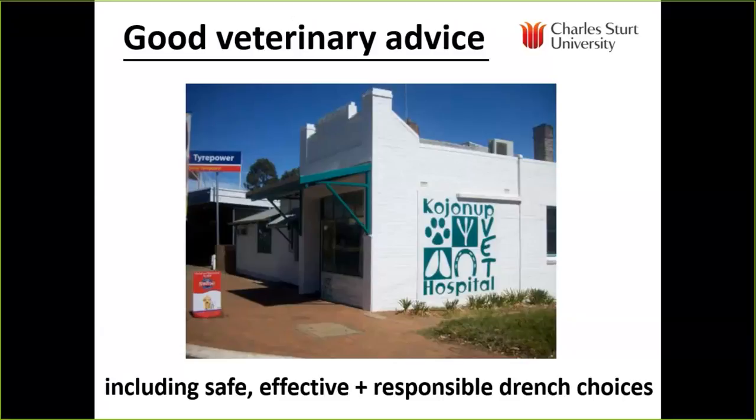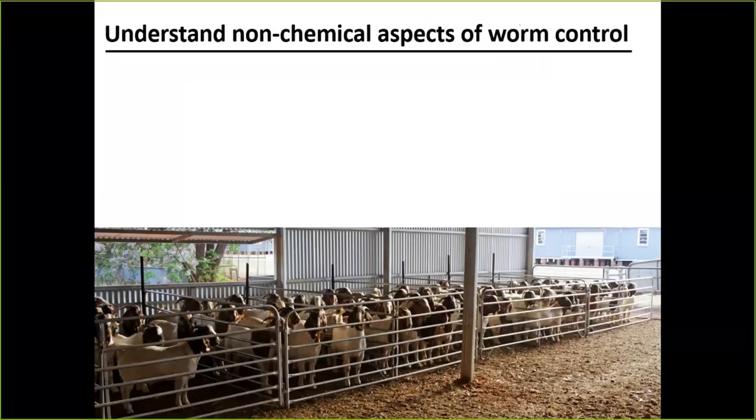So they can certainly help you fine-tune your drench choices, and make sure that if you go off-label that you are still doing the right things from residues, safety, and resistance effectiveness points of view. The other value of that veterinarian, and the other thing that a goat producer needs to understand, and it becomes probably even more critical for a goat producer, is that you can't just rely on chemicals. You need to understand those other non-chemical options, which can help improve your worm control program overall.